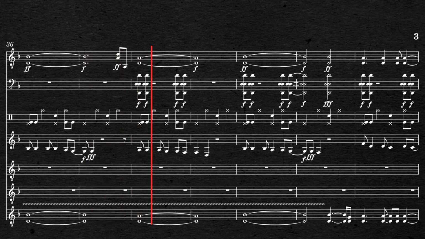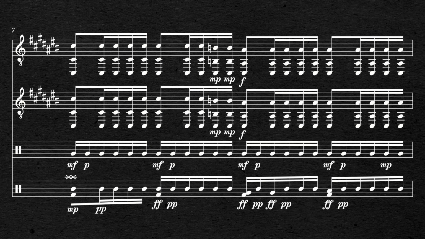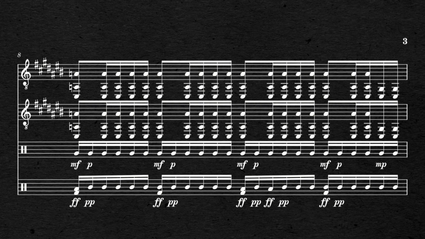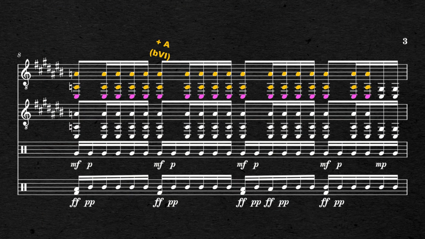Now, if you want a piece that brings a whole different atmosphere just by using Modal Mixture, that would probably be Sepultura's Kaiowas. In the first section, it alternates between the major and minor 6th, which seems to take inspiration from the traditional Brazilian classic country music that features this kind of movement very often.